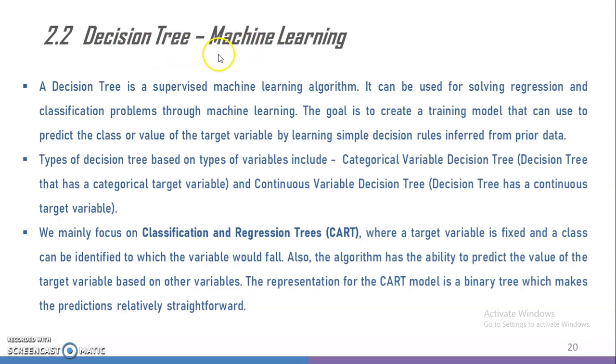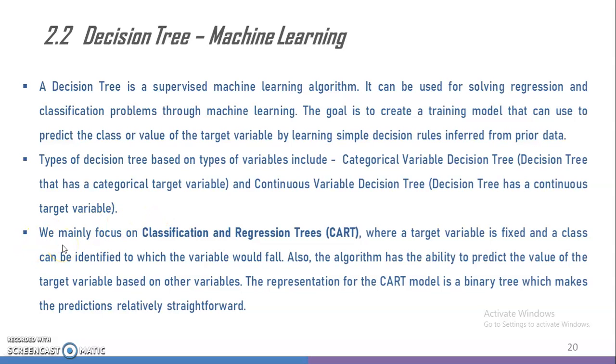Now we come to the machine learning part, which is the decision tree algorithm which we have used in our model. Decision tree is a supervised machine learning algorithm, and the goal is to create a training model that we can use to predict the class or the value of a target variable which we want. The basic types of decision trees are the categorical variable decision tree and the continuous variable decision tree, where a target variable can be categorical or continuous, which is a part of classification and regression.